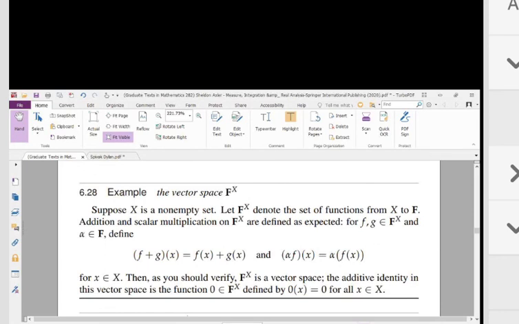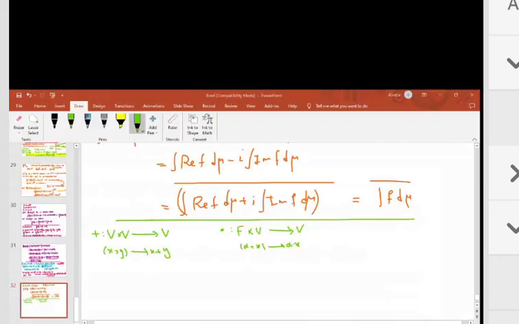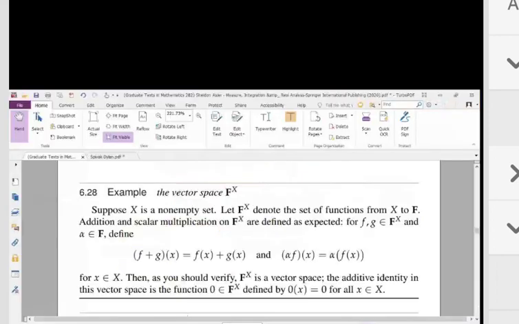For example, F^X for any non-empty set X: we denote by F^X the set of all functions from X to F, okay? F^X equals the set of all functions from X to F. This set with these two actions, addition and scalar multiplication, is a vector space.